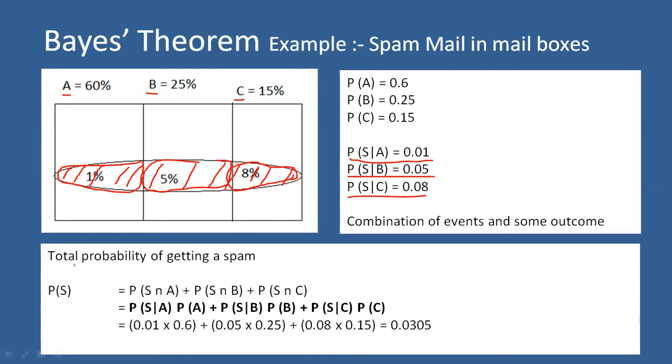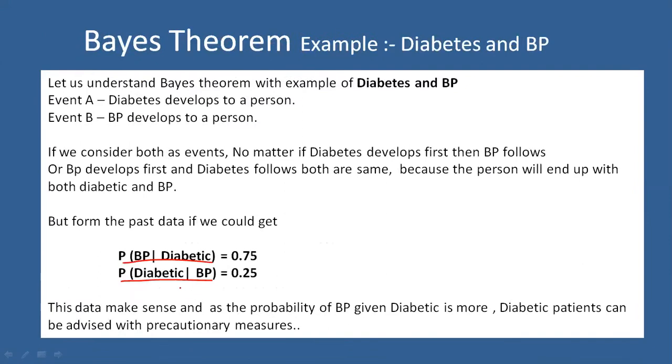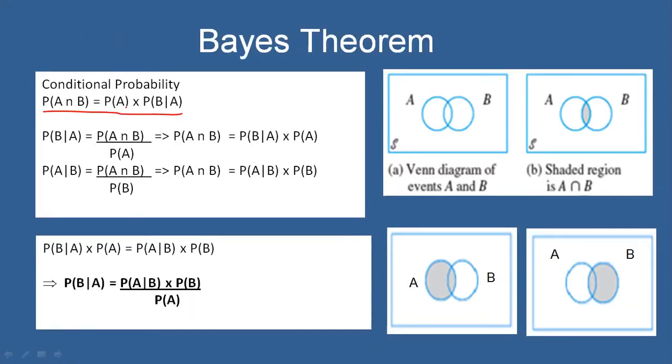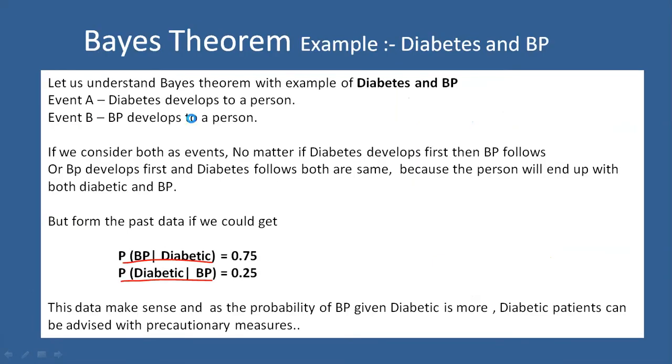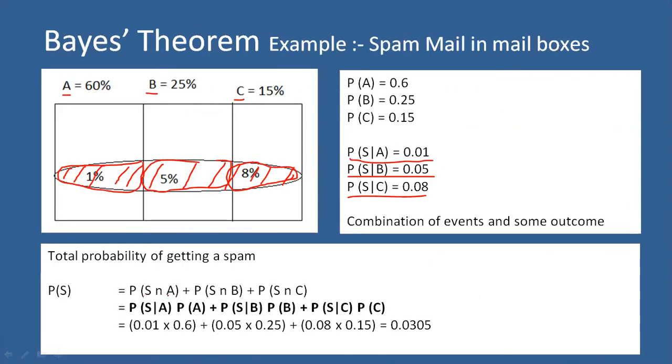First, let us calculate the total probability of getting a spam mail. So P of S equals the total area: P of S intersection A, P of S intersection B, and P of S intersection C. And we already know from conditional probability that P of A intersection B equals P of A into P of B given A. Therefore, P of S intersection A is P of S given A into P of A. P of S intersection B equals P of S given B into P of B. And P of S intersection C equals P of S given C into P of C.